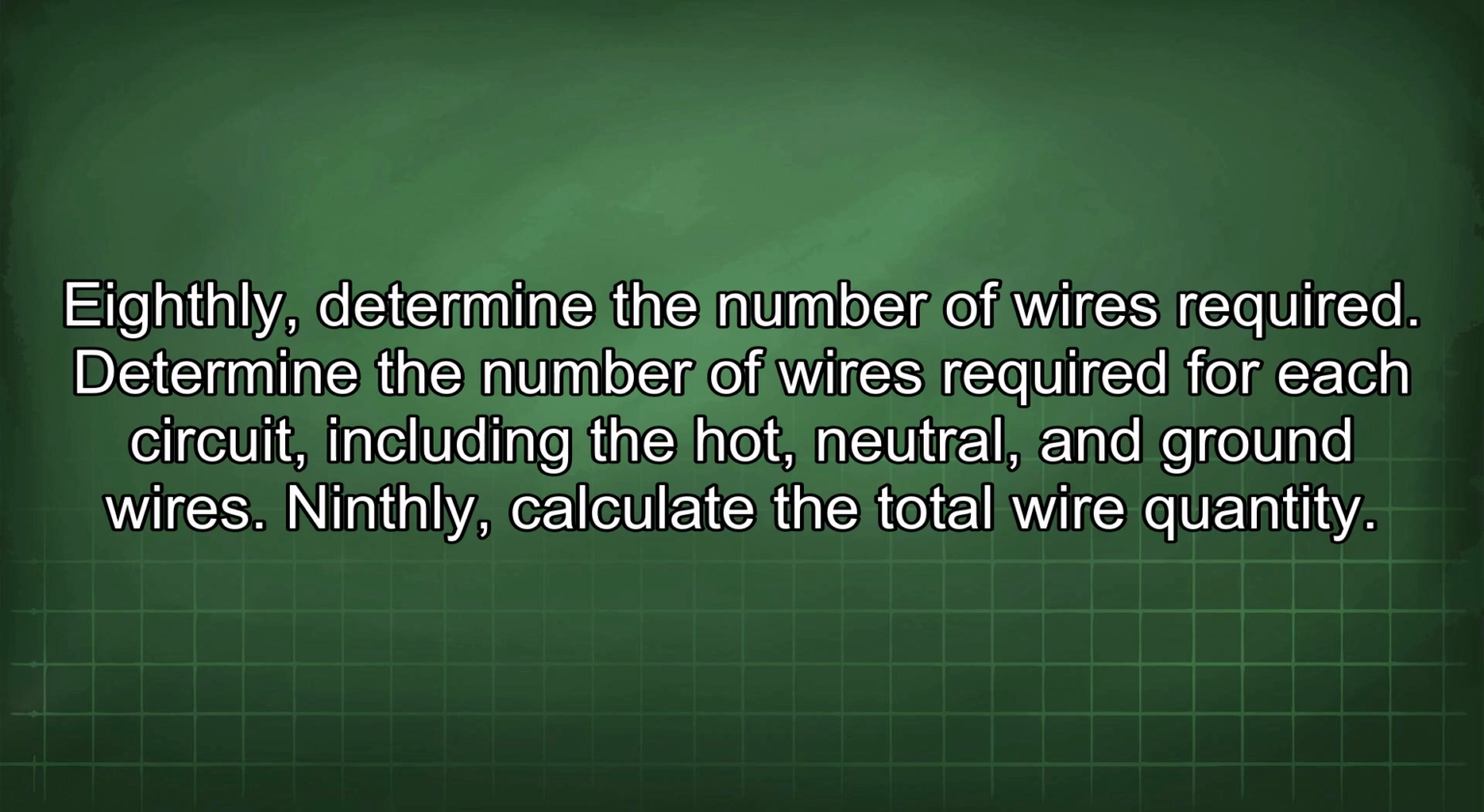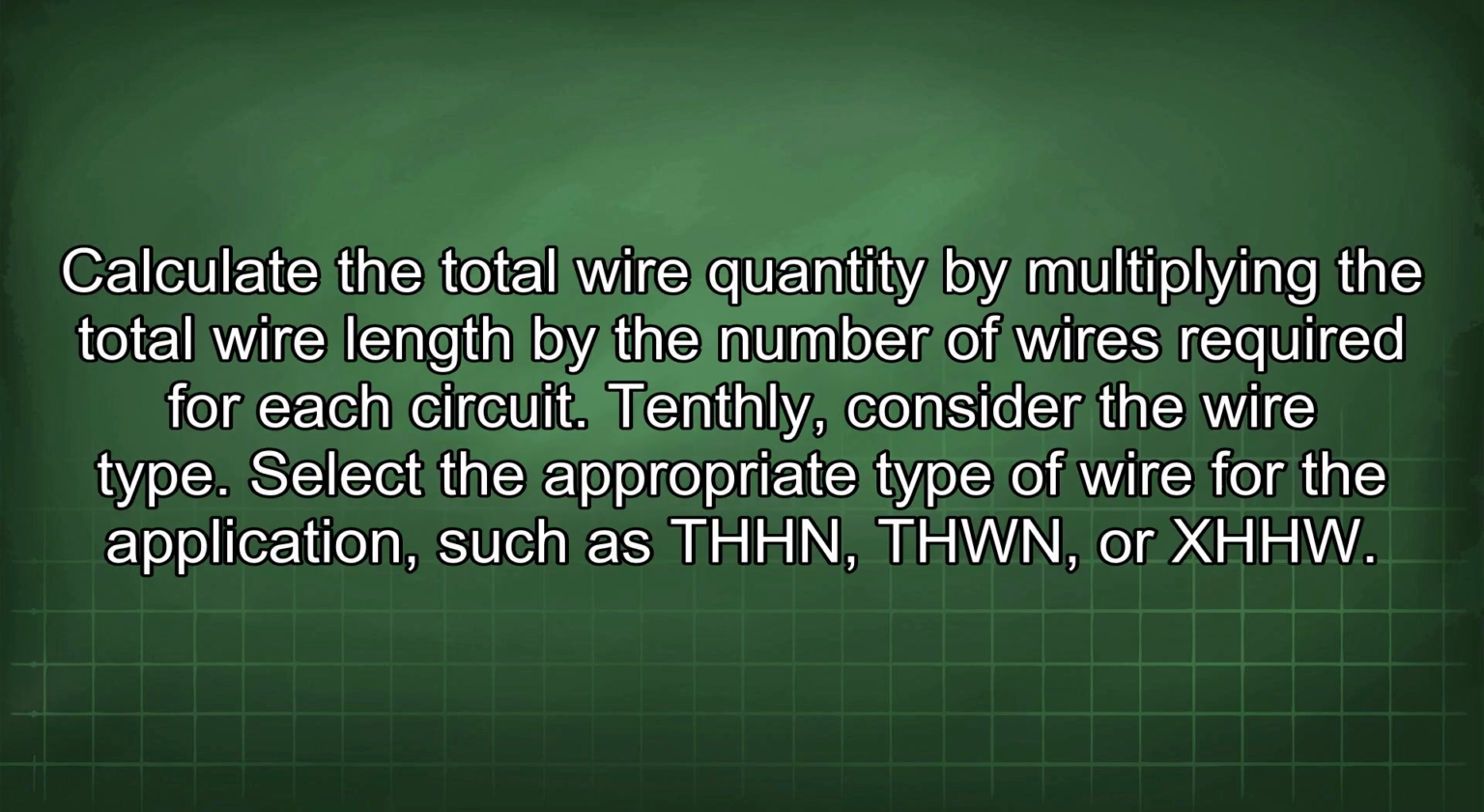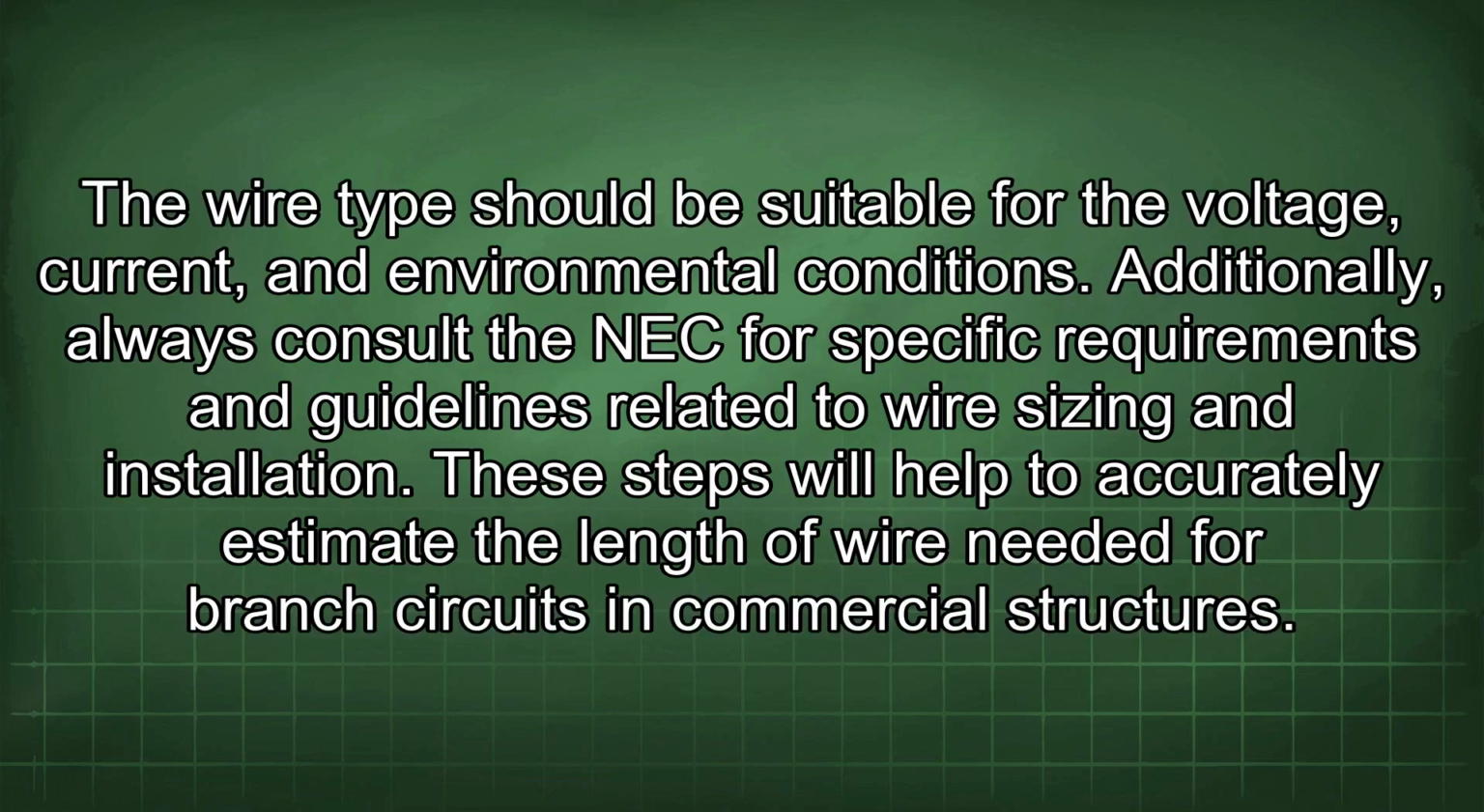Ninthly, calculate the total wire quantity. Calculate the total wire quantity by multiplying the total wire length by the number of wires required for each circuit. Tenthly, consider the wire type. Select the appropriate type of wire for the application, such as THHN, THWN, or XHHW. The wire type should be suitable for the voltage, current, and environmental conditions. Additionally, always consult the NEC for specific requirements and guidelines related to wire sizing and installation. These steps will help to accurately estimate the length of wire needed for branch circuits in commercial structures.